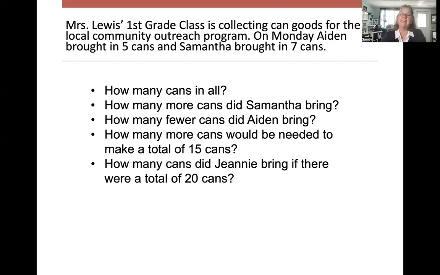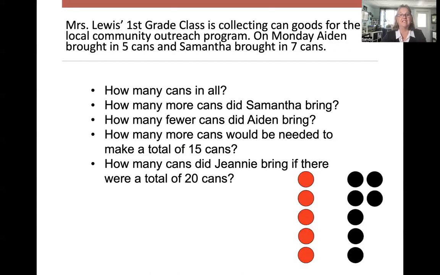And then how many cans did Jeannie bring? See, we could introduce a third child, to know there was a total of 20 cans. See, this image again works well. I'm going to need 3 more to fill that frame and then another 5. Okay, so imagery is purposeful. Organizing it will help with the story problems.